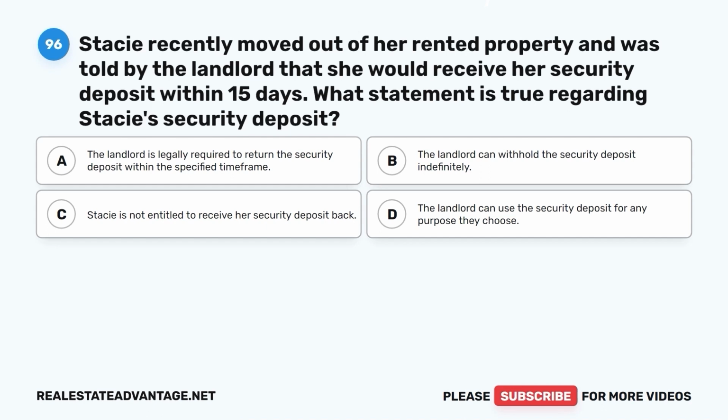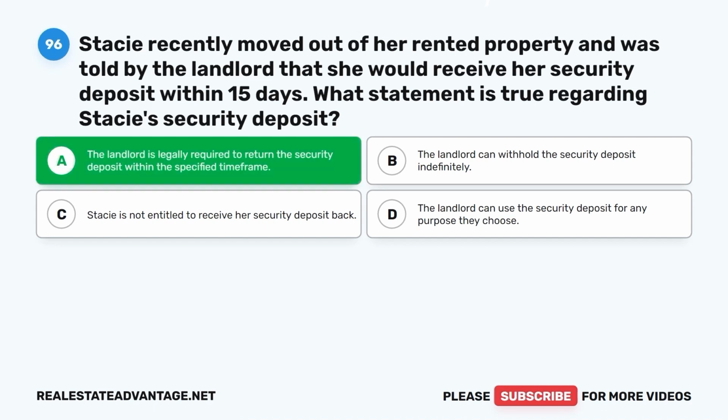C. Stacy is not entitled to receive her security deposit back. D. The landlord can use the security deposit for any purpose they choose. The correct answer is A. The landlord is legally required to return the security deposit within the specified time frame.